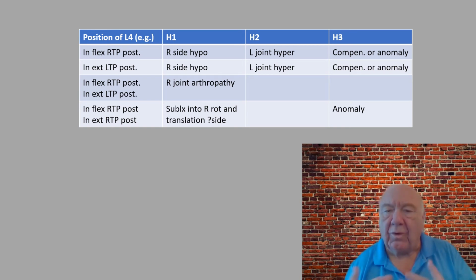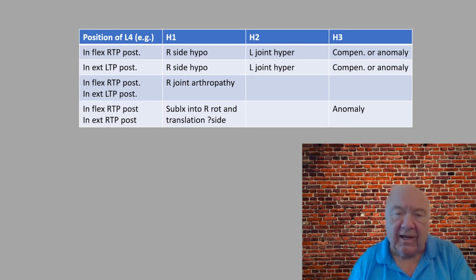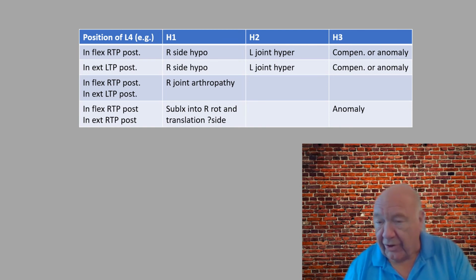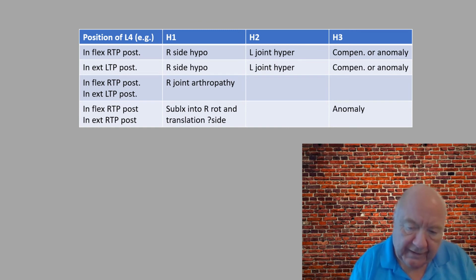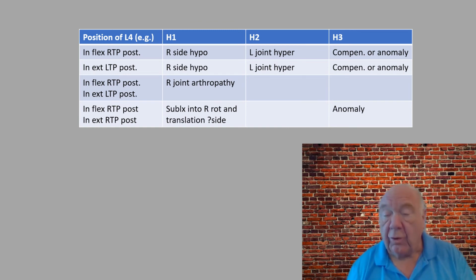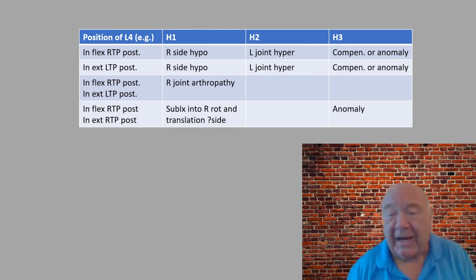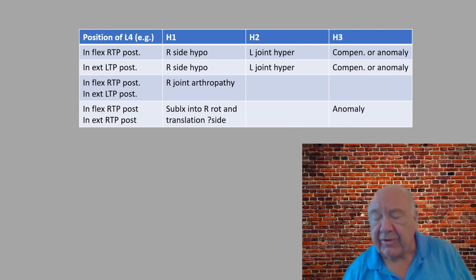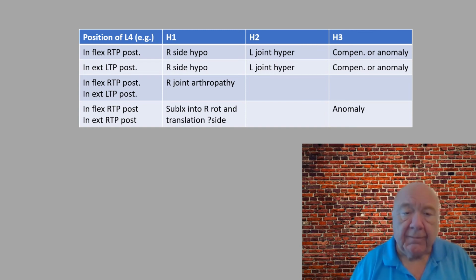H2 is that the right joint is hypermobile. We go there when the P pivum is negative. And then we basically push on the right side to see if it does glide up too much. So again, not that you're going to feel the extra movement, but you'll feel either the soft capsular end feel, or you'll produce pain when you do it. And pain at the end of a normal range of motion denotes hypermobility. H3 is a compensatory position from other vertebrae, or it's an anomaly.